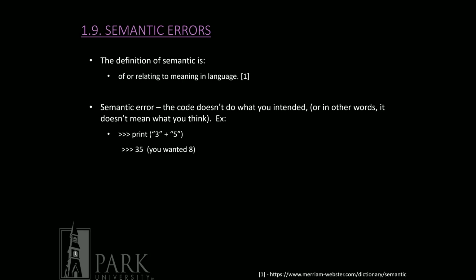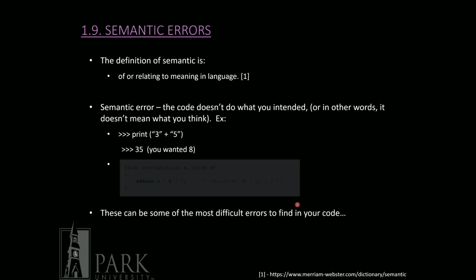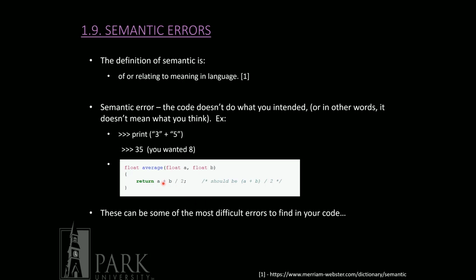Another example of a semantic error is when you don't follow your proper order of operations, or you put something in the wrong parentheses, right? So if we take a look at this section of code right here, you can see that our intention is to add A and B together and divide by 2, but because of your order of operations, we are going to actually divide B by 2 first, and then we're going to add it to A. So this would be an example of a semantic error.